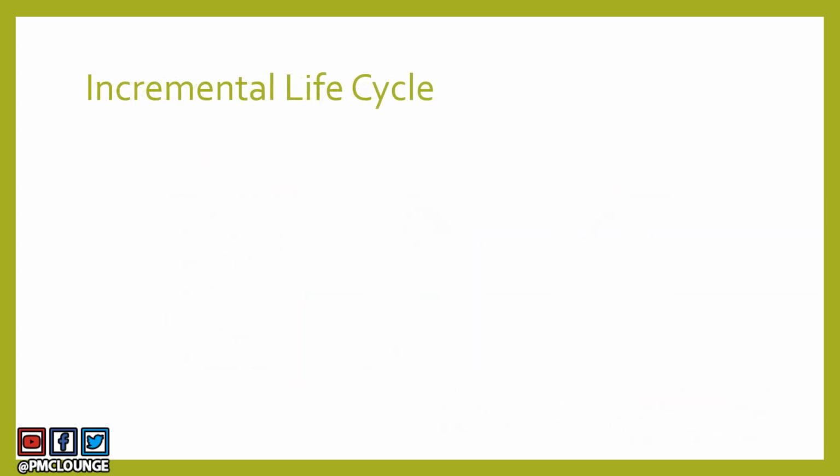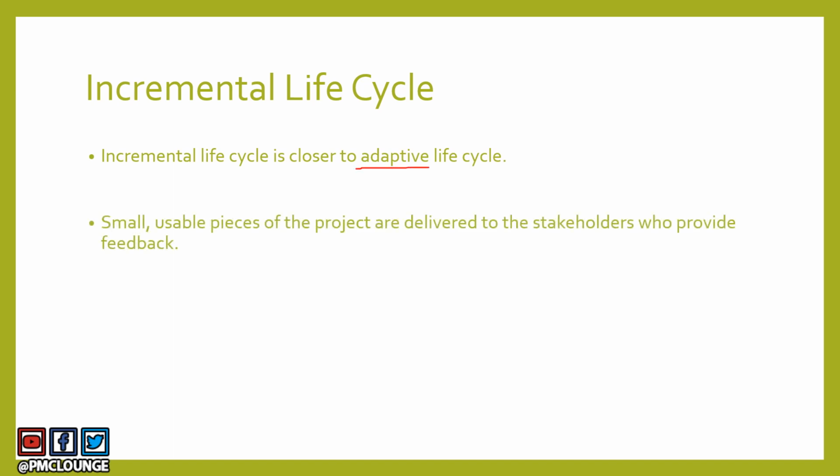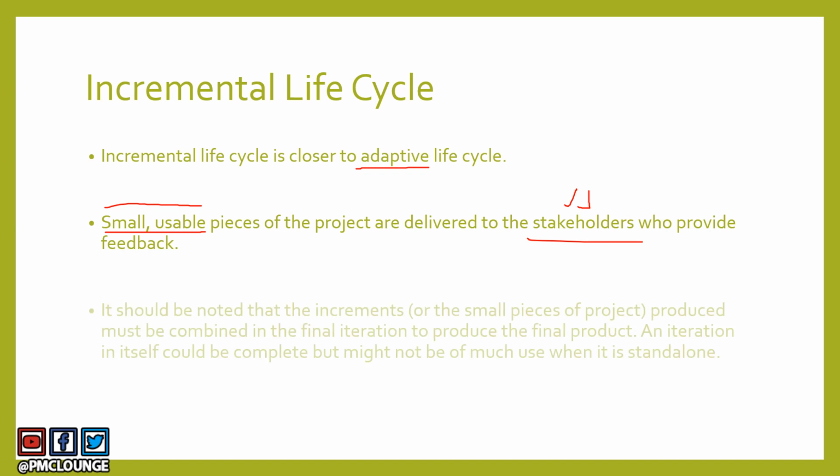Okay, let's talk about the incremental life cycle. This is closer to adaptive life cycle. Now, small usable pieces of the project or small usable increments are delivered to stakeholders, and these stakeholders could be your sponsor, your customer, any other key stakeholders. So you are delivering small usable increments to them, and they are providing you feedback. So you can incorporate that feedback in the next iteration.